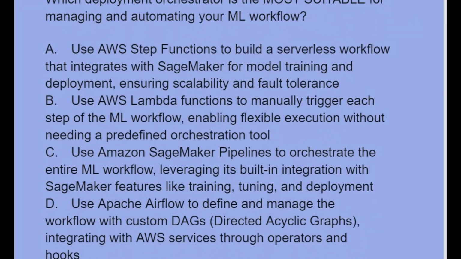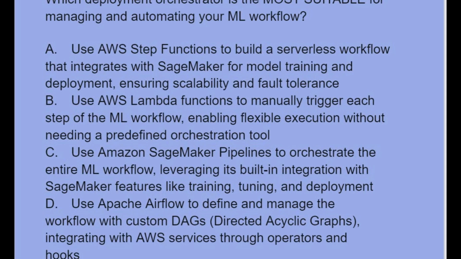Option A. Use AWS Step Functions to build a serverless workflow that integrates with SageMaker for model training and deployment, ensuring scalability and fault tolerance. Option B. Use AWS Lambda functions to manually trigger each step of the ML workflow, enabling flexible execution without needing a predefined orchestration tool.